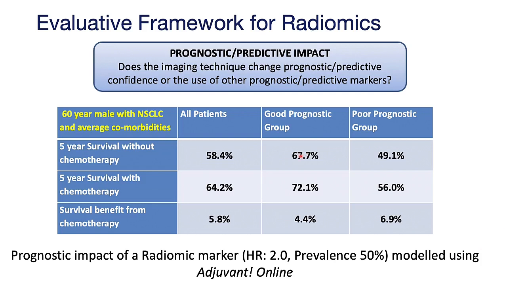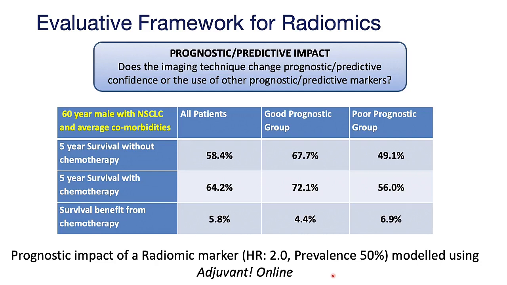So what about prognostic and predictive impact? This asks the question, does the imaging technique change prognostic or predictive confidence or the use of other prognostic or predictive markers? There are very few studies that have actually looked at this for radiomics, and yet it is potentially relatively simple to do.